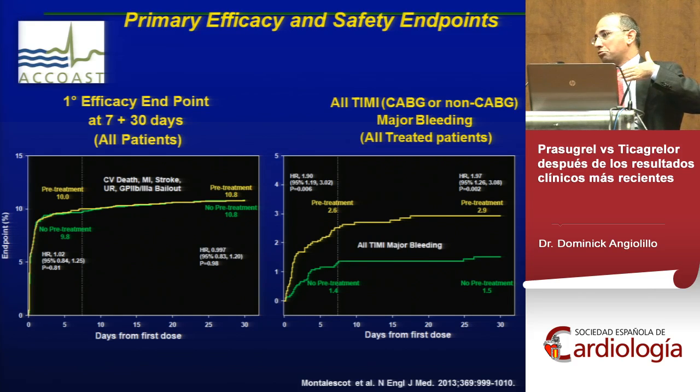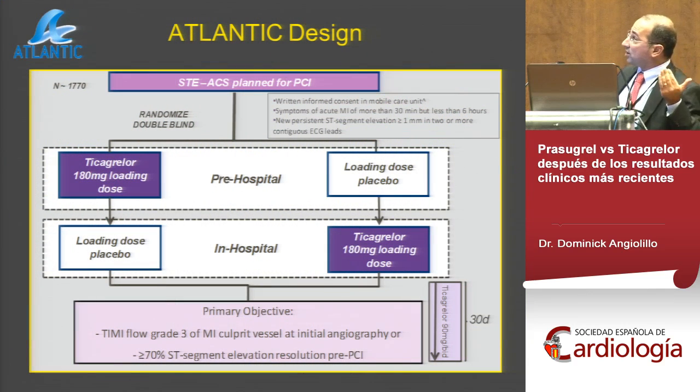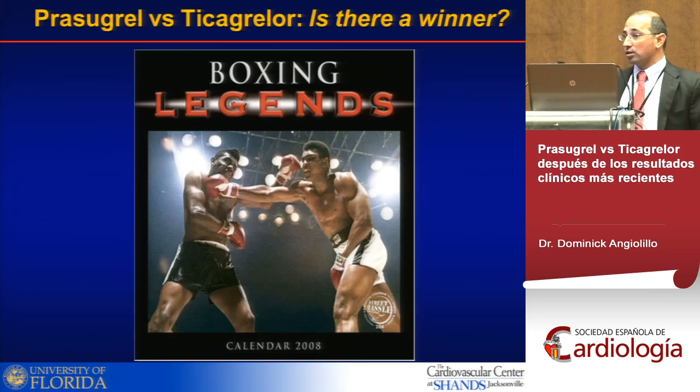My general opinion is why would you see any differences if the drugs have equipoise in terms of pharmacodynamic effects? We would need a trial. Fortunately, the only trial that we have is the Atlantic study, which is being conducted in primary PCI, looking at a surrogate endpoint, and the results will probably be released towards the end of this year, looking at pretreatment versus non-pretreatment with ticagrelor. So to conclude, is there a winner?